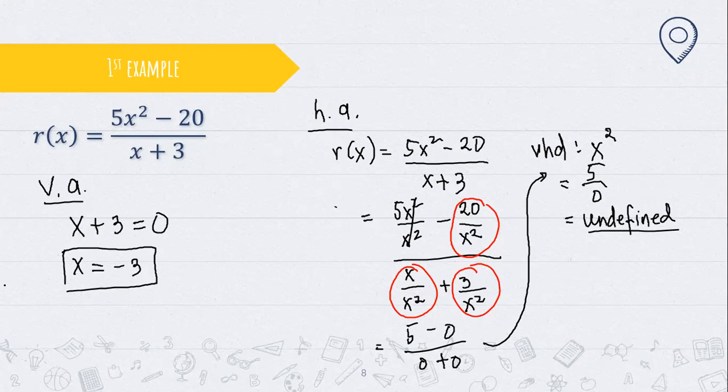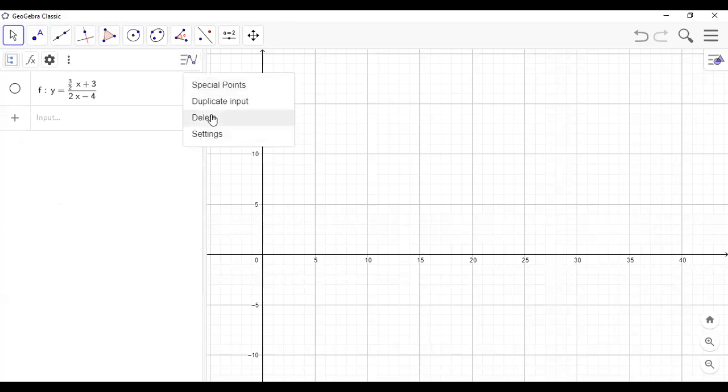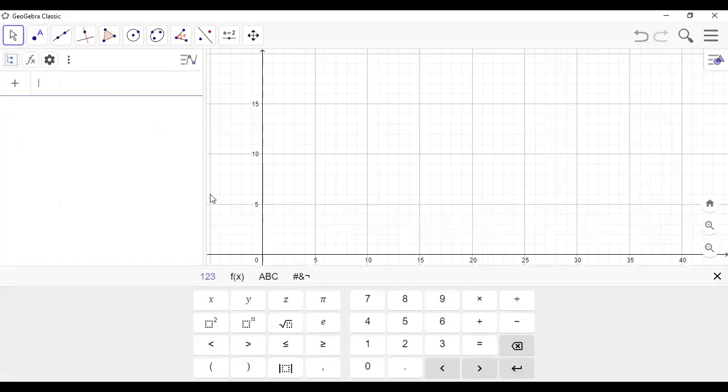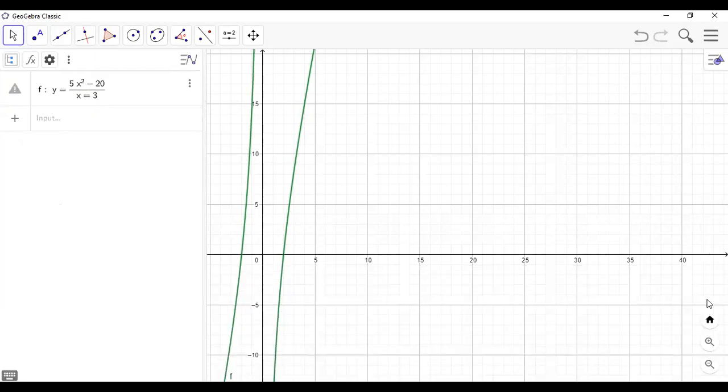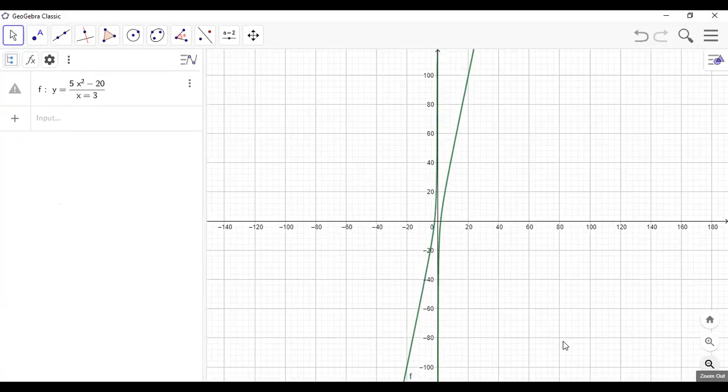Now I will show how the vertical asymptote looks. Wait, let me delete this. Okay. What was the function? Y is equal to 5x squared minus 20 over x plus 3. Can you see it, class?